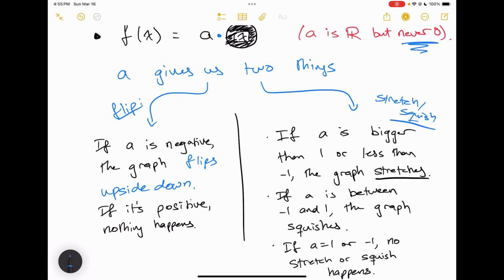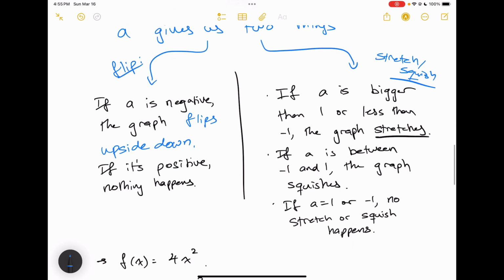Let's start with flipping. That's the relatively easy one to do. If a is negative, so if there's a minus sign outside of the main function for any reason whatsoever, the graph will flip upside down. That was Dotson being flipped over to look something more like this. However, if it's positive, nothing will happen. And we might get situations like that. A lot of the ones we saw before were actually those situations where no flip would occur.